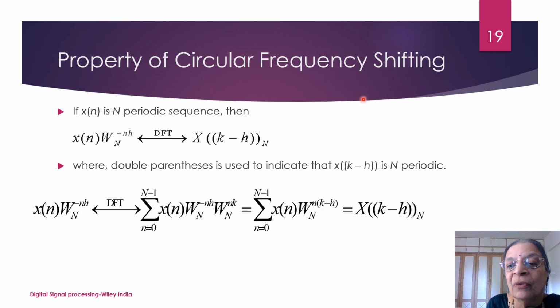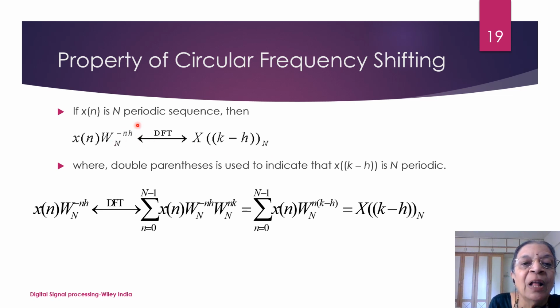Property of circular frequency shifting. Suppose instead of shifting the time sequence, we shift the DFT by h samples. This is N periodic, so it is again represented by double parenthesis with capital N written, indicating that it is capital N periodic.